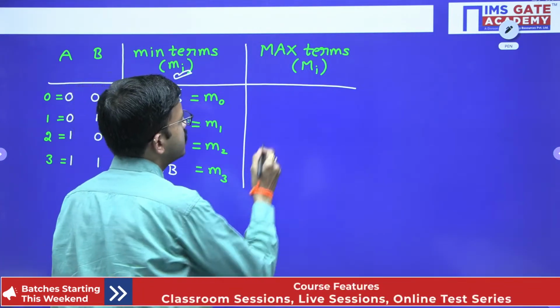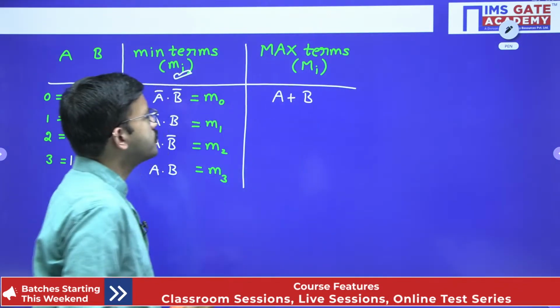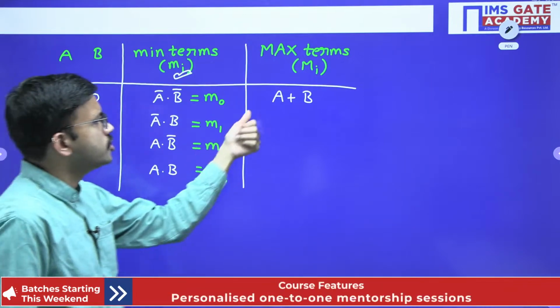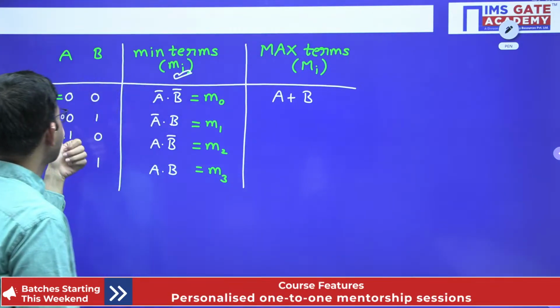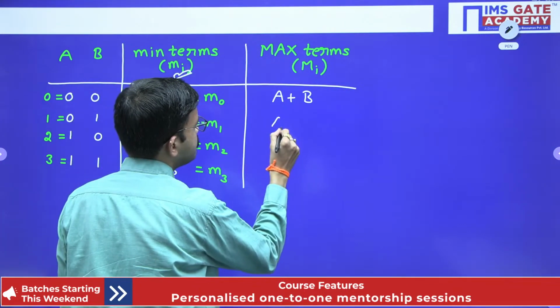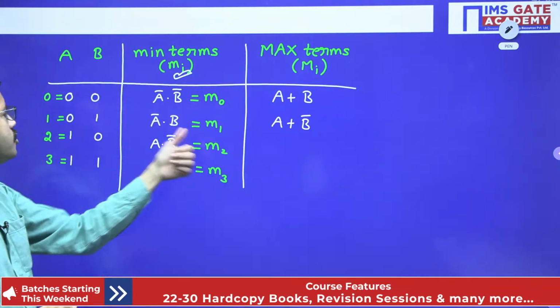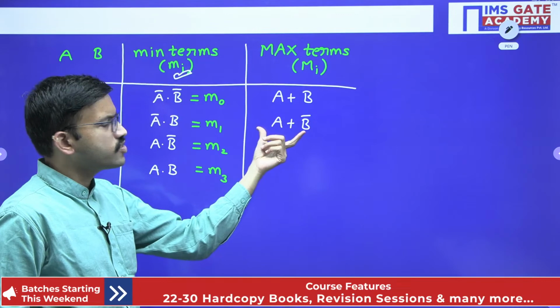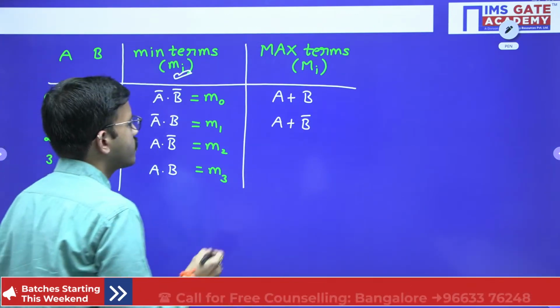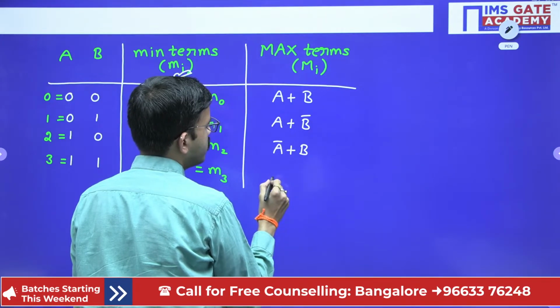That time we will write the expression like this: a plus b. Just substitute a value, b value, both are 0 here. 0 plus 0 means what? You are getting 0. Similarly, here for 0 1 case, a plus b bar, just substitute a value 0 and b value 1. Complement of 1 is 0. 0 plus 0 is what? 0. Okay. Similarly, for 1 0 case, you will get a bar plus b, and for 1 1 case, a bar plus b bar.